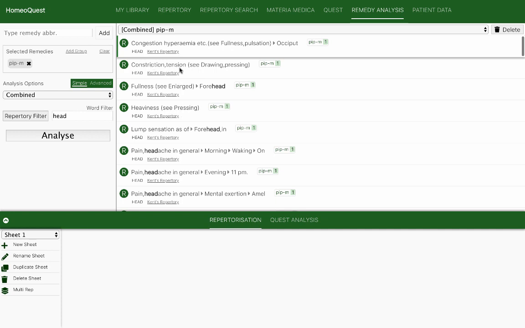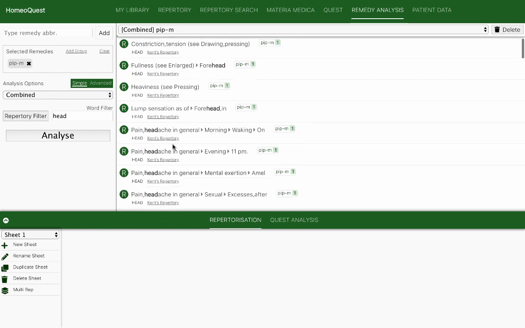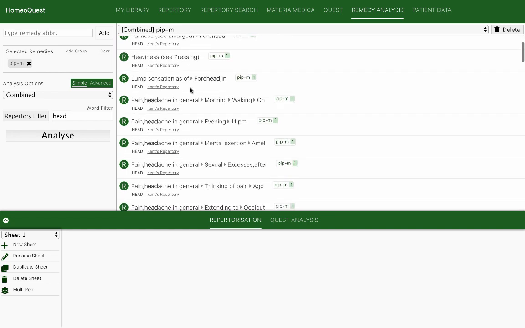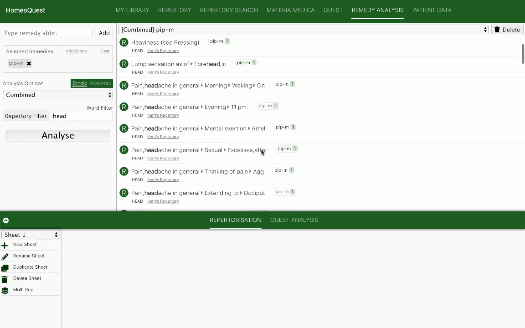So you can see there is a lot of constriction, a lot of congestion, a lot of fullness, okay, and a lump-like sensation and heaviness. So quite some interesting headaches. But look at some modalities which really help you. Mental exertion helps, which is a peculiar rubric, right? Headaches after sexual excesses. But look at this: thinking of any pain aggravates.